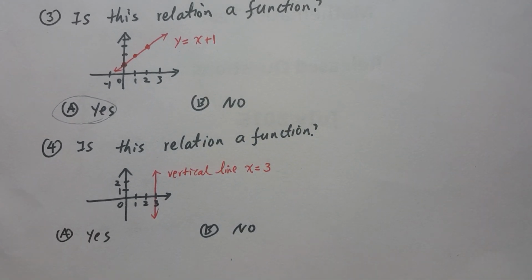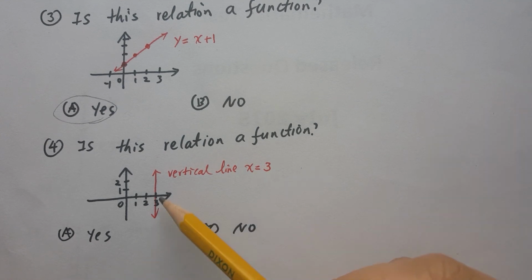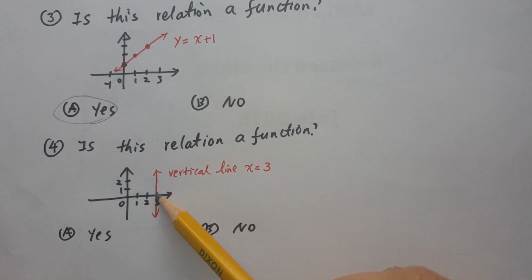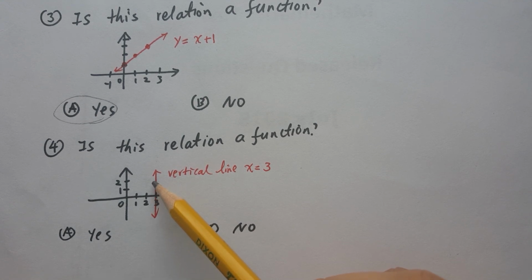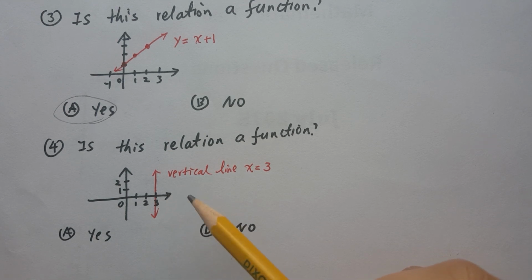So now you can see the answer for number 4. Is this a function? This is a vertical line, x equals 3. It is not a function. A vertical line is not a function because when x equals 3, we have many y values that match: (3, 0), (3, 1), (3, 2), (3, 3), (3, 4), and keep going. So therefore, it's not a function.